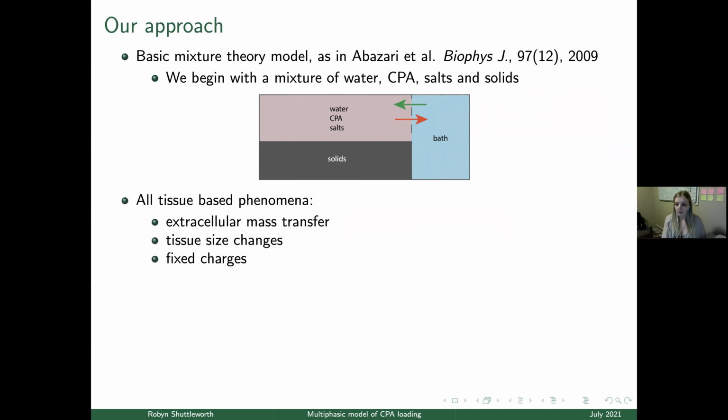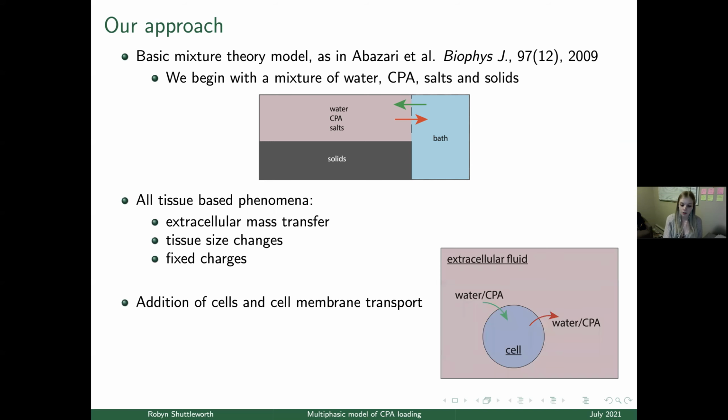The second thing we consider when we tackle this problem is we want to use all this tissue-based phenomena that I just described, so this extracellular mass transfer, these tissue size changes, and of course fixed charges. And the final big addition that we will make to this model is we will include cells and therefore cell membrane transport. So we will assume that we have cells within our extracellular fluid, and these cells can both gain and lose water and CPA.